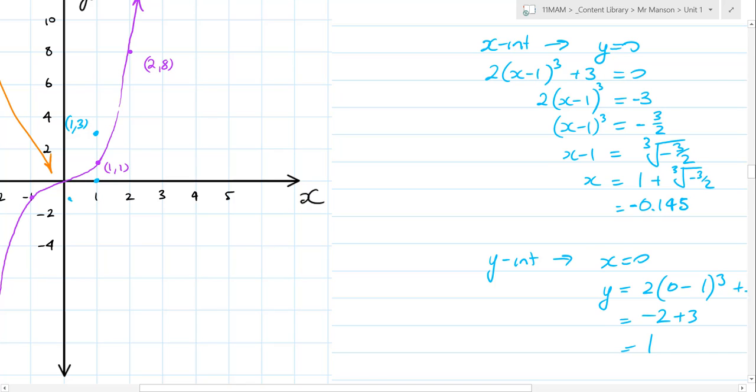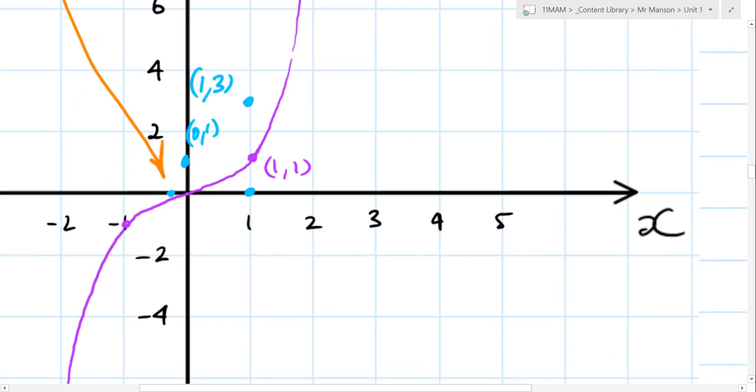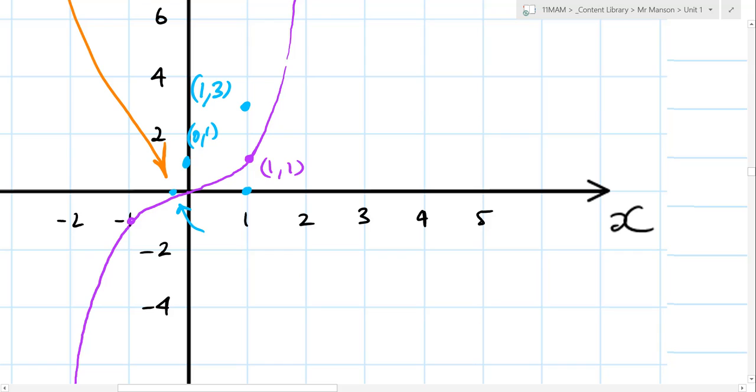My y-intercept is at 1. So I get the point 0, 1 there. And I get this point here, which is negative 0.145, 0. And now I can draw my cubic function. It turns here, so it goes up there, although it's quite steep, so I should represent it as being quite steep. And it goes down there. And I've got my 3 critical points marked, and my function is in the right spot.